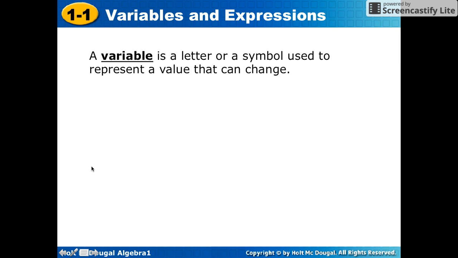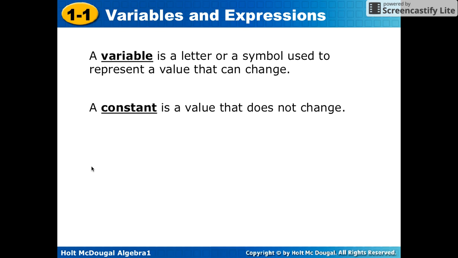A variable is a letter or a symbol used to represent a value that can change. Typically, you would see the letter X used in a lot of your expressions, especially from middle school math. That would be a variable as it represents a value that changes, hence the word variable.